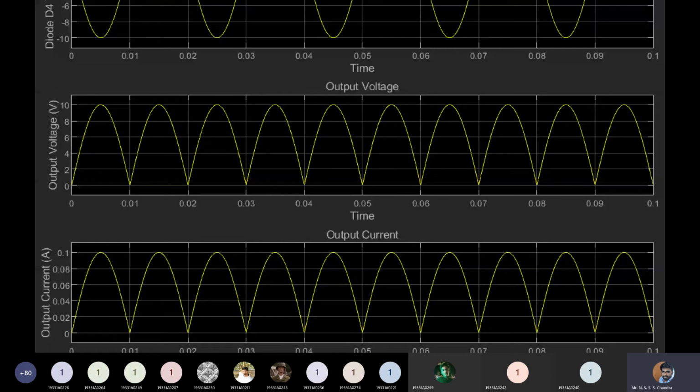So if you're taking 50 hertz, you're getting 100 hertz. If you're taking 25 hertz, you might end up with 50 hertz. So on like that.